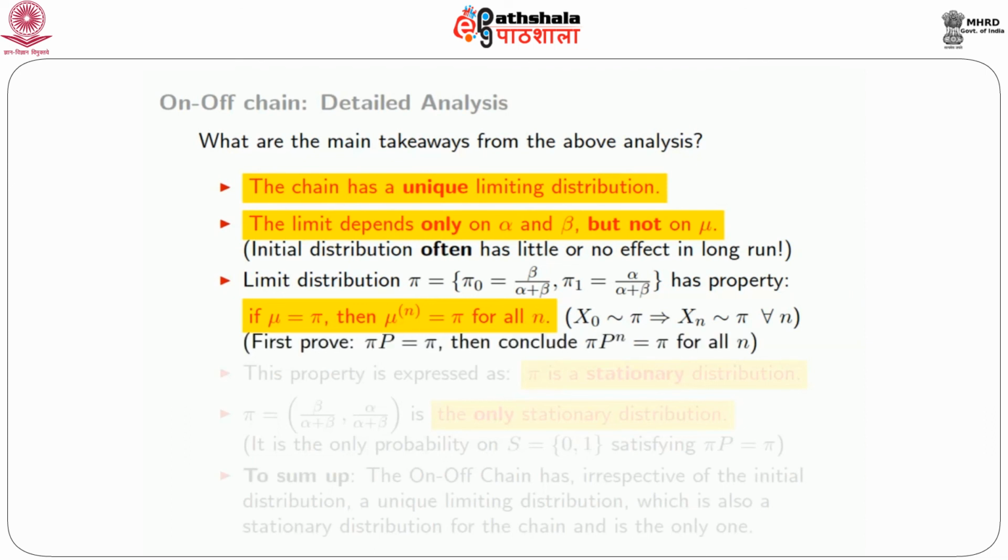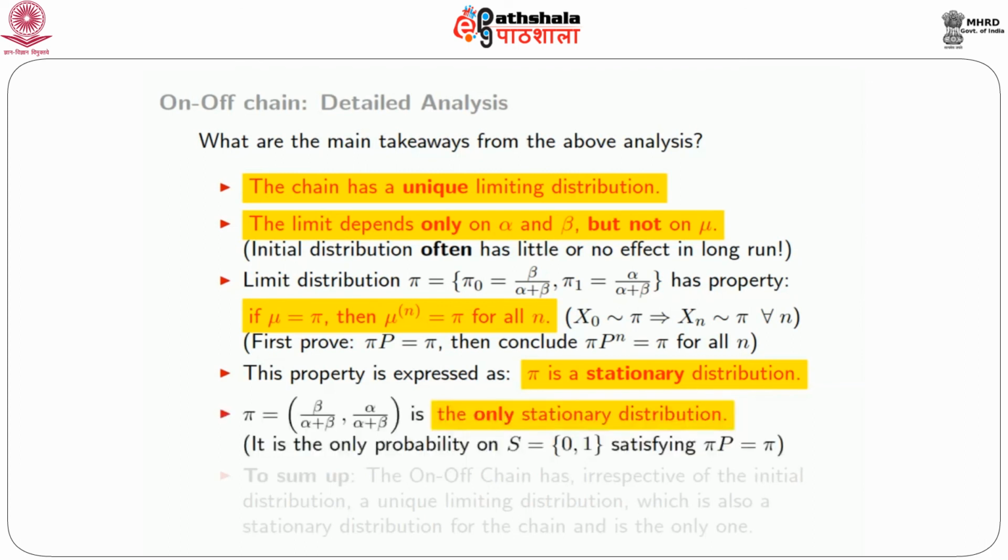To do this, first prove pi P equal to pi, and I'm talking about proving that matrix equation, and then from that you can easily conclude that pi P^n equal to pi for all n. Now this is a very important property. This property is often expressed by saying that pi is a stationary distribution. Secondly, another very interesting observation is that this is the only stationary distribution. That is, this is the only probability on the two-point space {0, 1} which satisfies pi P equal to pi. No other probability will satisfy this.